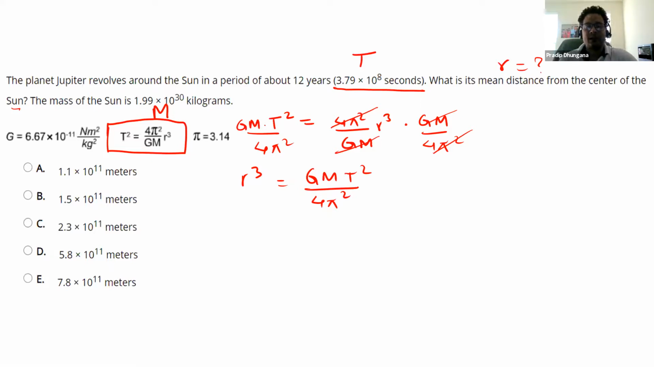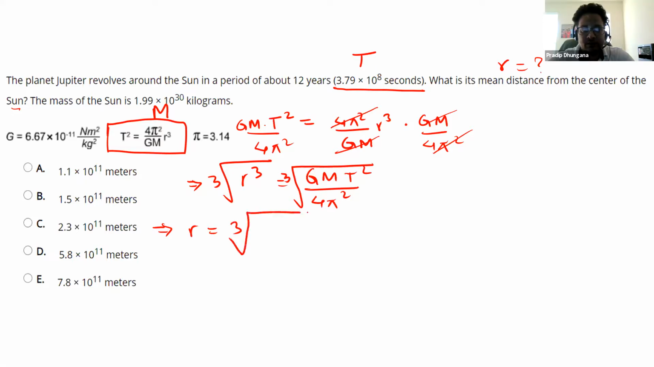After that, think how can we solve for R, because this is R cube, but we have to solve for R. To solve for R, we have to take the cube root on both sides. Cube root and cube will get cancelled. So on the left hand side, it just becomes R, and the right hand side, it becomes the cube root of GM T square over 4 pi square.